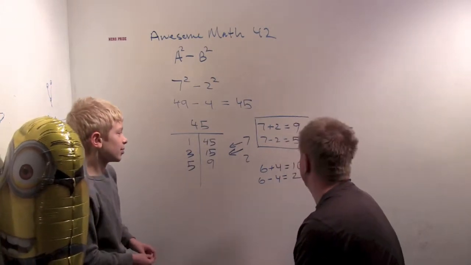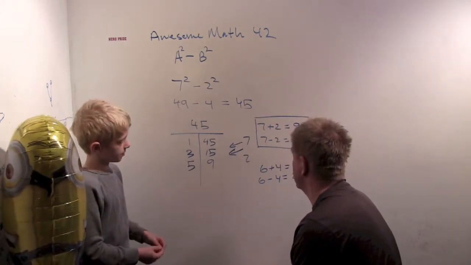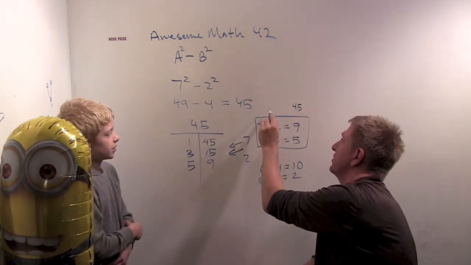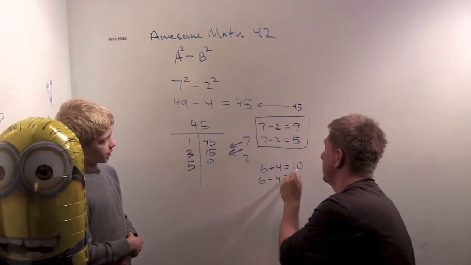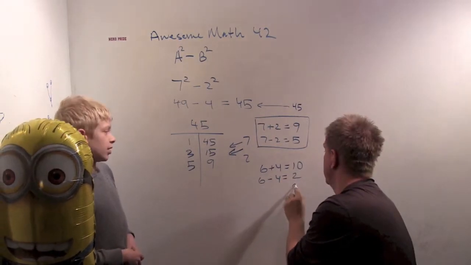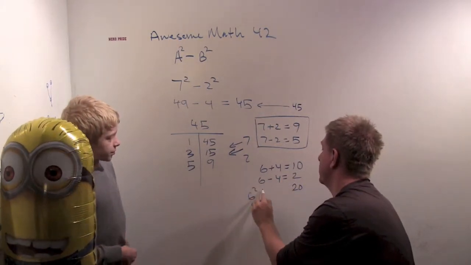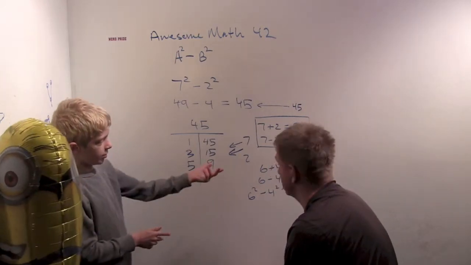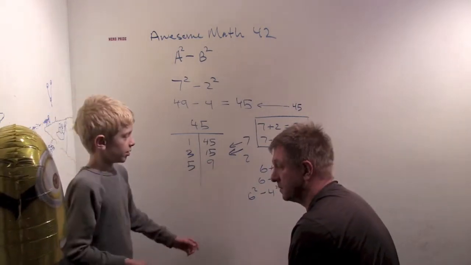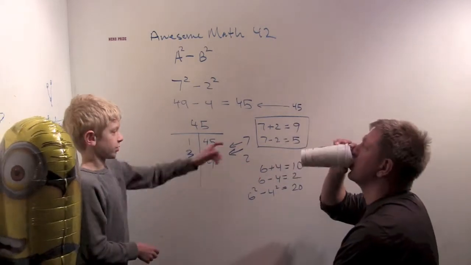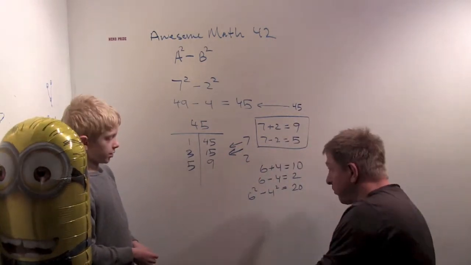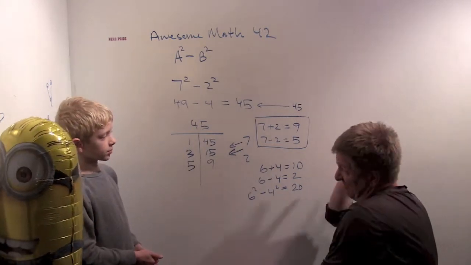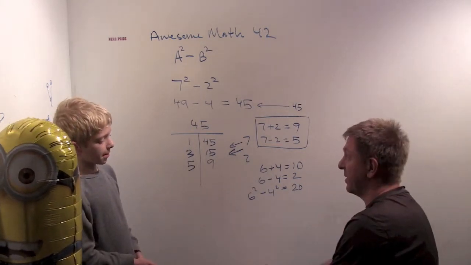Oh, so maybe when we multiply this together, 9 times 5, we get 45, which is what this was. When we multiply this together, we get 20, which was what 6 squared minus 4 squared was. So when you do these weird totals and you multiply your answers together, you seem to get the number. Huh. Let's do another example. Maybe we just got lucky. Maybe it worked just by accident.